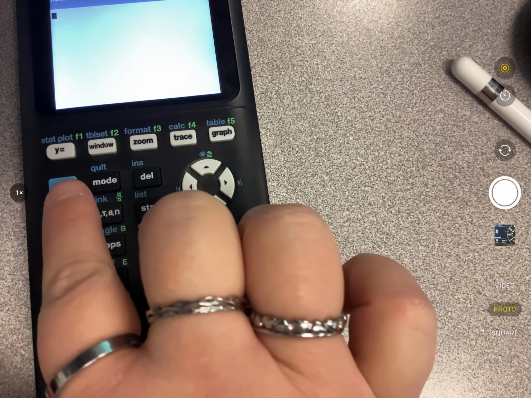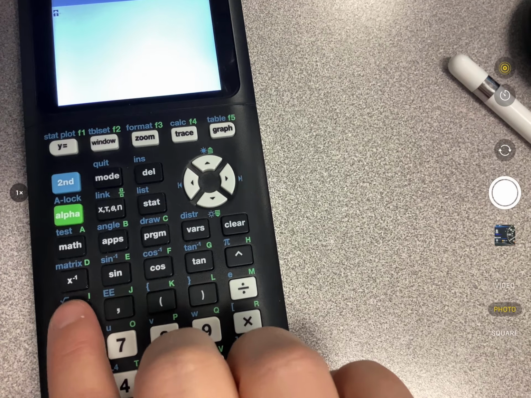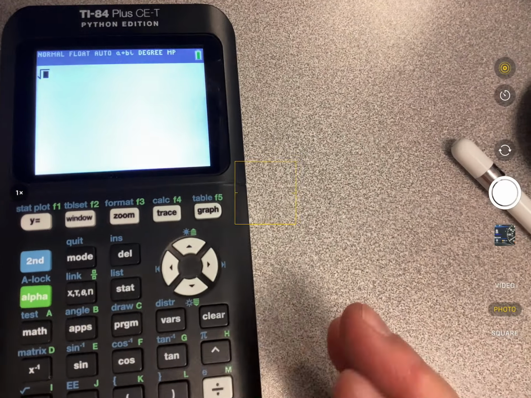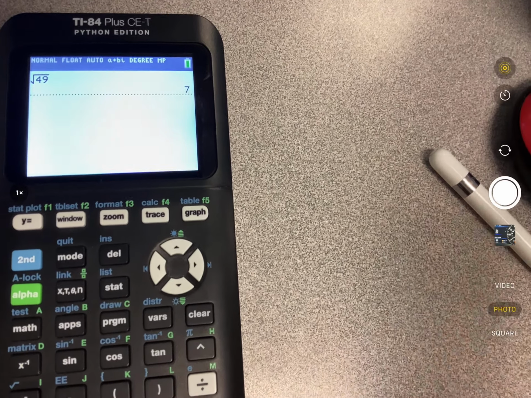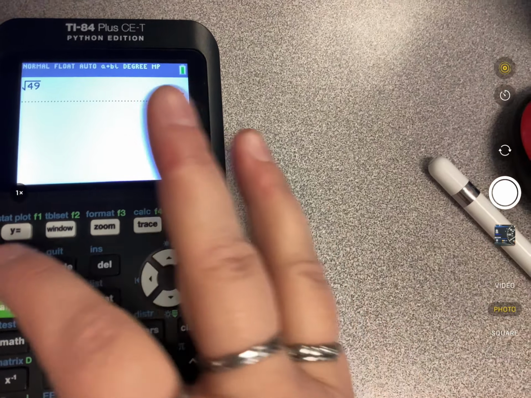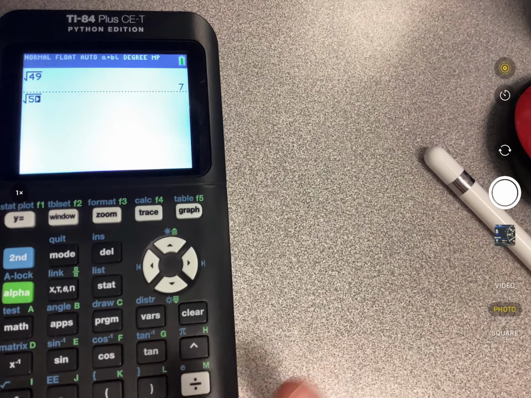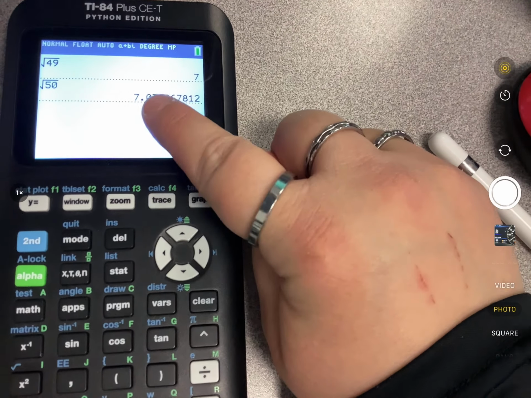Here it's blue, so that means I click second, and then I click this x squared button, and then I get the square root. So if we type in one of the ones we just did, like 49, you're going to get 7. What if I try a different number? Let's try 50, something close to 49. If I do the square root of 50 instead, notice that I get a decimal answer.